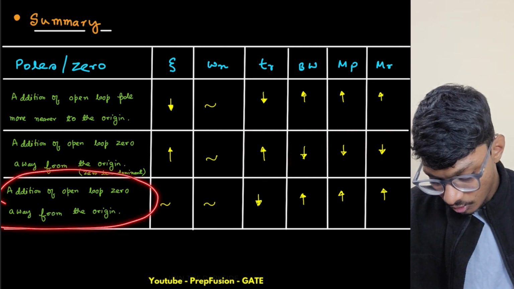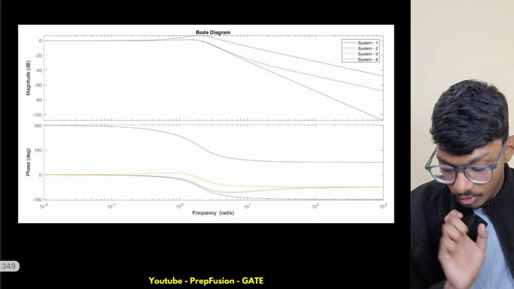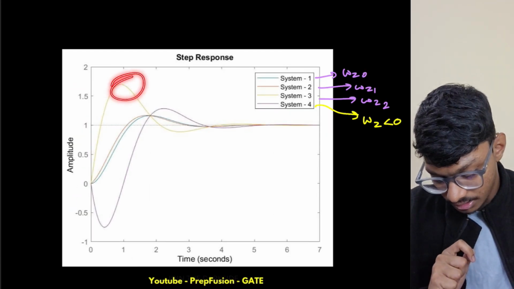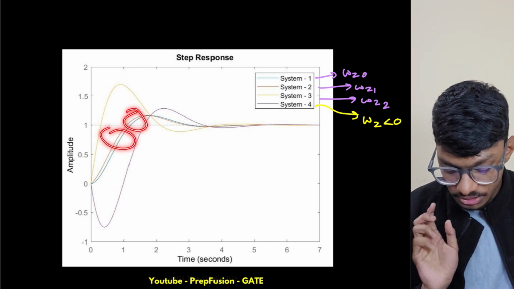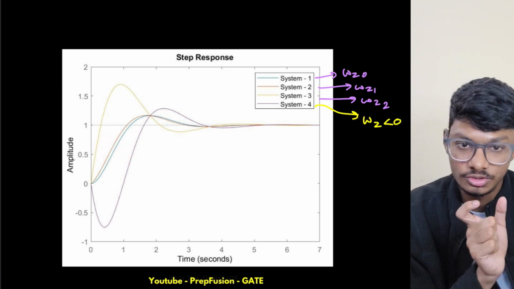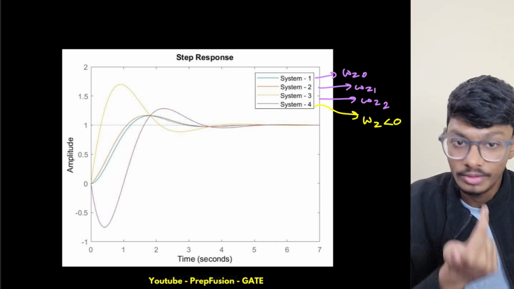Now if I add an open loop 0 away from the origin, I'm not talking about the case where my open loop 0 is more nearer to the origin, I'm talking about away from the origin. So they are almost similar, if I add an open loop 0 away from the origin, as the 0 isn't much dominant.